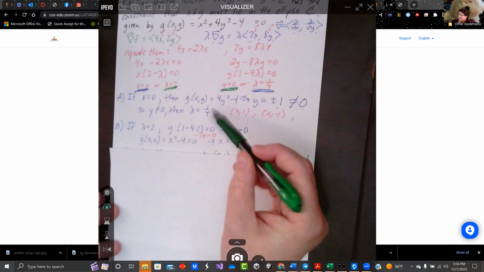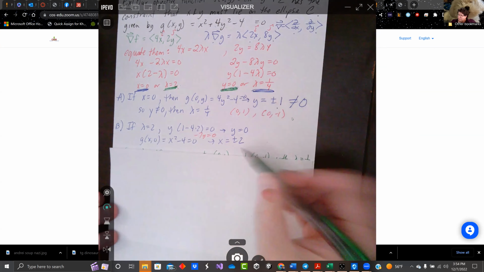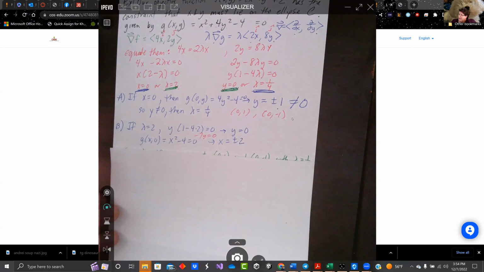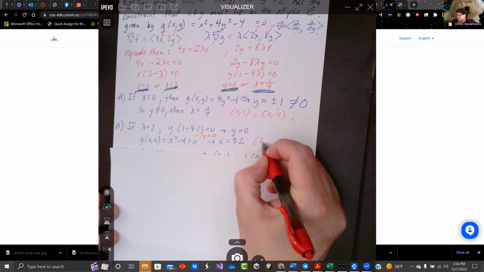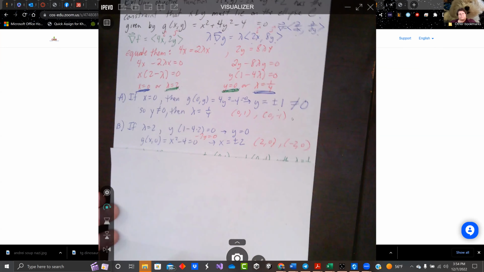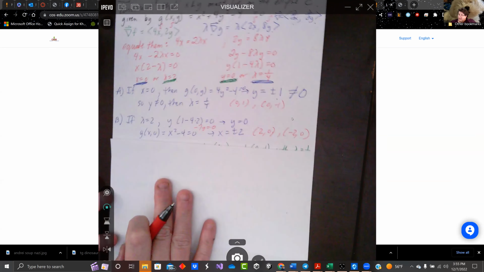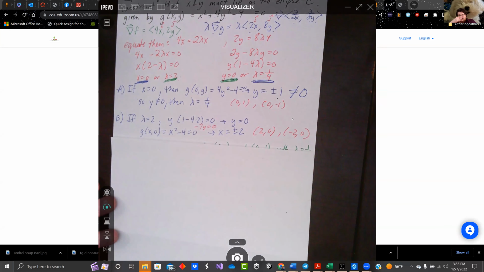If I plug in 0, we get x squared minus 4 equals 0. So x has to equal plus or minus 2. And we have (2, 0), and we have (negative 2, 0). These are all the points where the gradient of f and the gradient of g are some scalar multiple of each other.